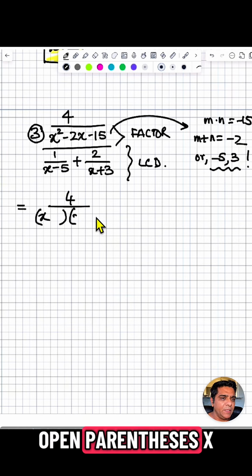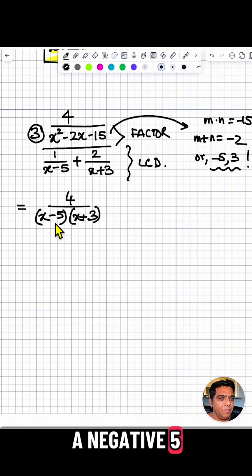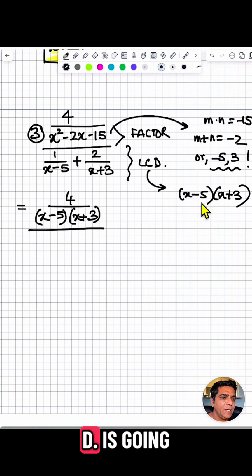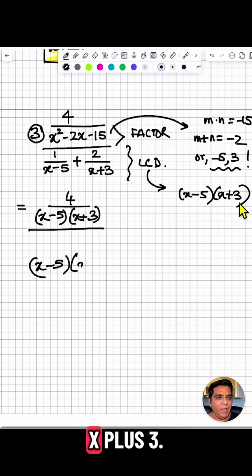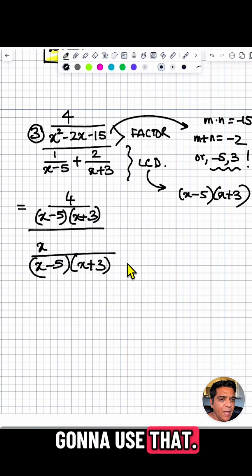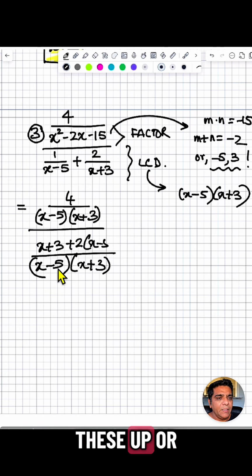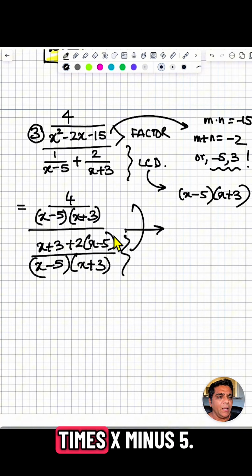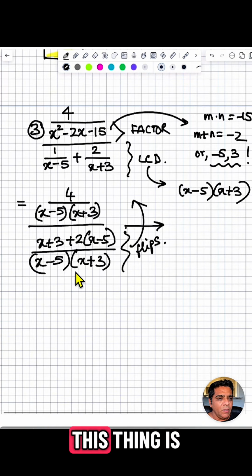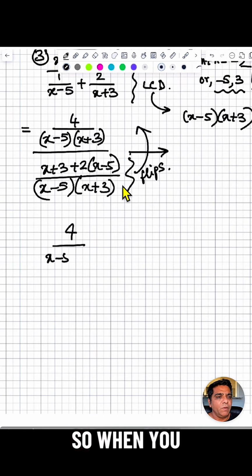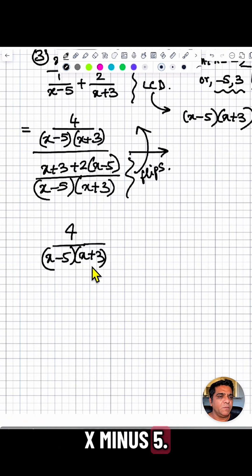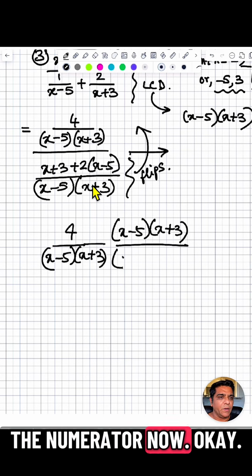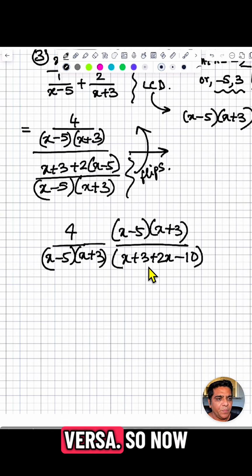So you can open parentheses, x and x, and you put a negative 5 and a 3 here, and your factoring is done. Now let's go to the denominator. The LCD is going to be both of these terms, x minus 5 and x plus 3, and then you can build these up however you want to do it, but you're going to get x plus 3 and 2 times x minus 5. And so now this thing is going to flip. When you flip this, what we are receiving is 4 times x minus 5 on this, and then the denominator goes into the numerator now, and then vice versa.